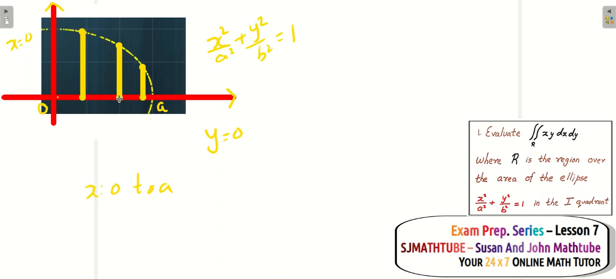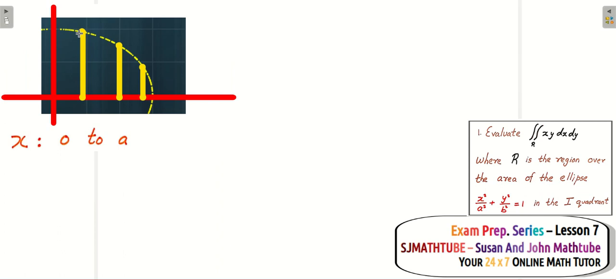I'll repeat. In the direction of y, we can see that each and every stripe, let it be the longest one or the shortest one, the bottom point is touching the x-axis and the topmost point is touching the ellipse.